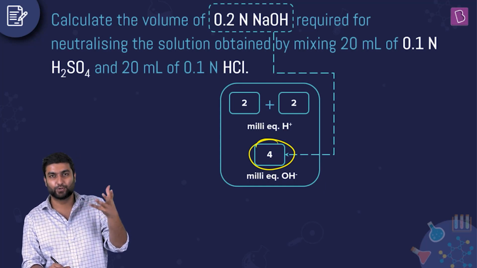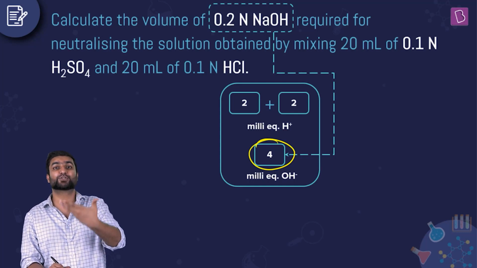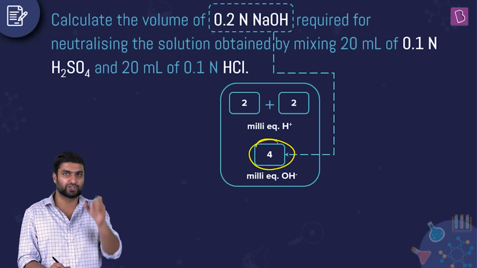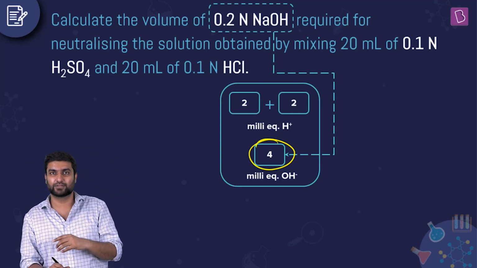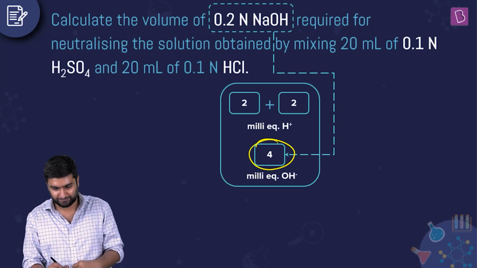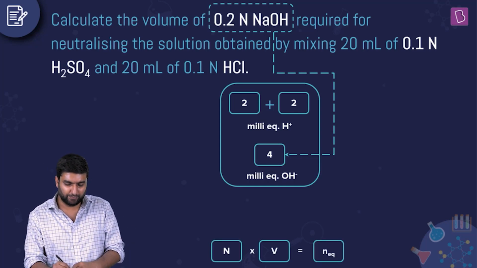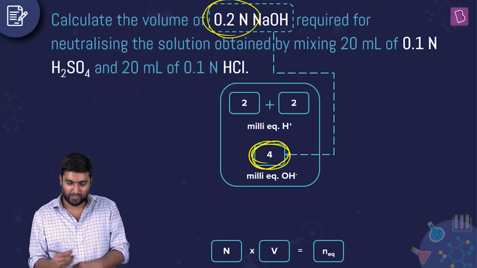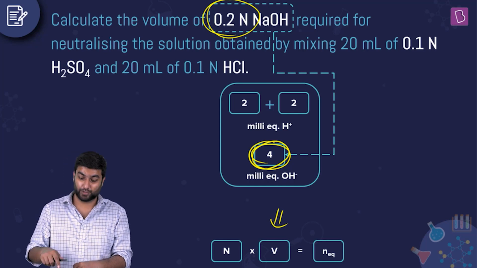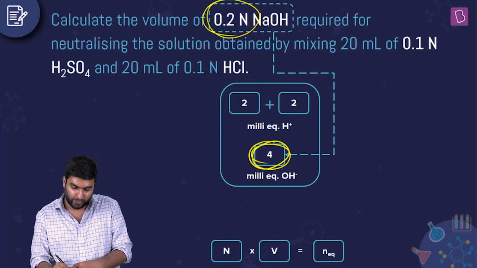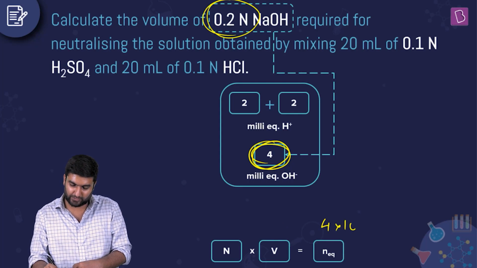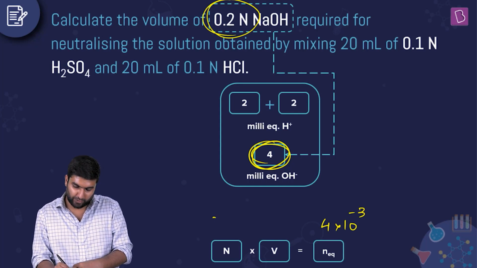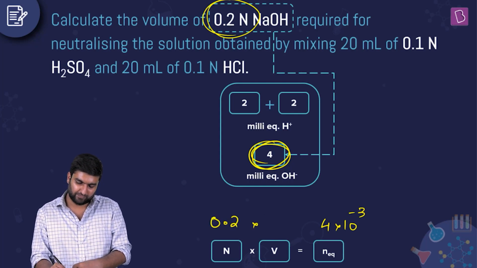NaOH is also a strong electrolyte, right? So whether I say OH minus here or NaOH, in this particular case it's correct. Now the point is, we know the milliequivalents, we know the normality. What we have to find out is the volume. So how do we do that? Let's take a look. We have essentially 4 milliequivalents. So let me write it like this. We have the normality as 0.2 and we have the volume here.